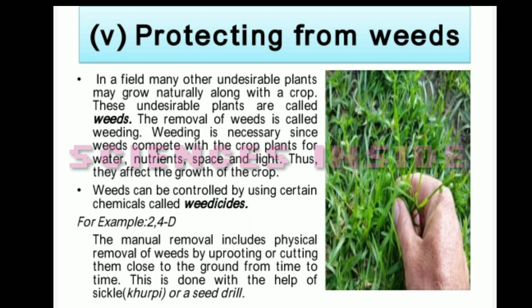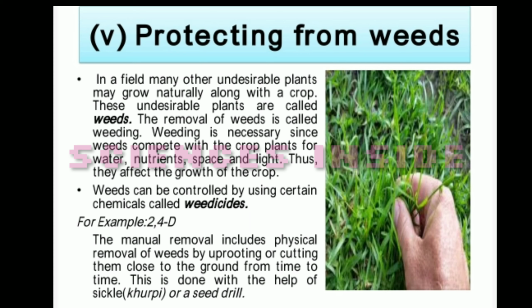Crops can also be attacked by bacteria, viruses and fungi. These organisms can cause various crop diseases and thereby reduce the yield. Crops have to be protected from a variety of animals such as insects and rodents which may damage or eat the crop. These are known as pests. A chemical substance used for controlling and destroying pests is called a pesticide.